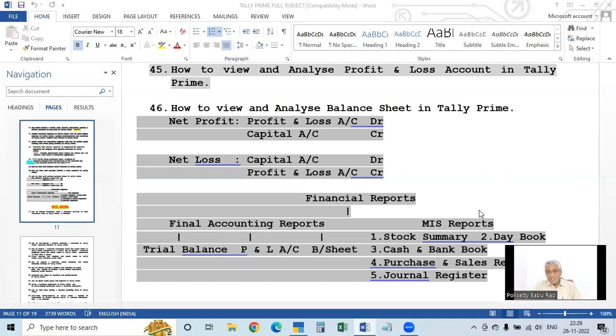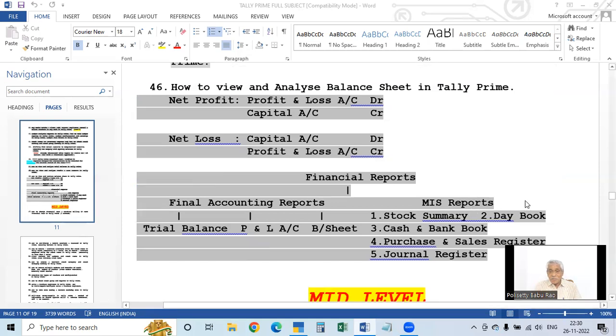The second part is management information reports, meaning the owners and the people managing the company. They require many reports to run the business smoothly, as well as to take correct decisions. Depending on these reports, they will take the decisions. The MIS reports are 5 types.